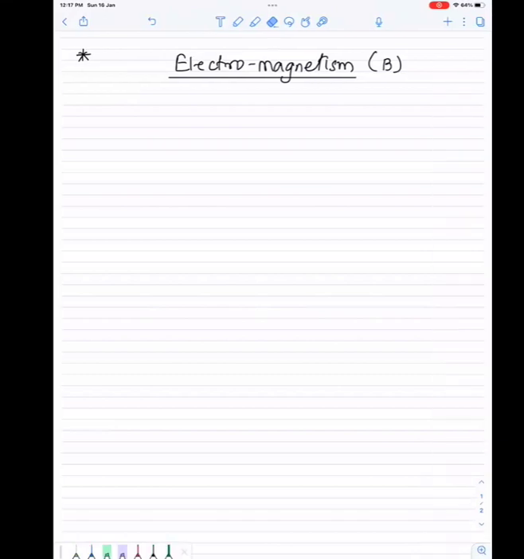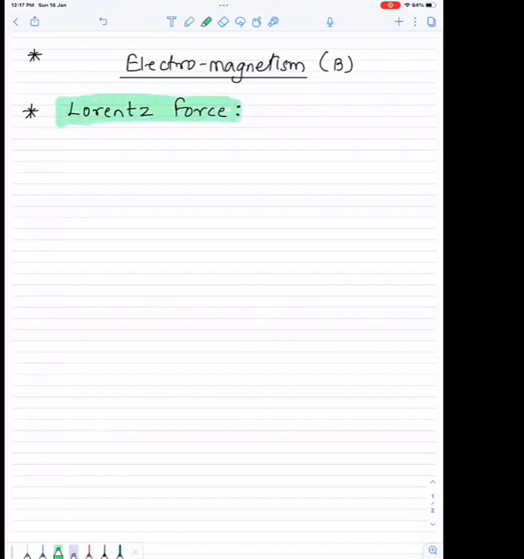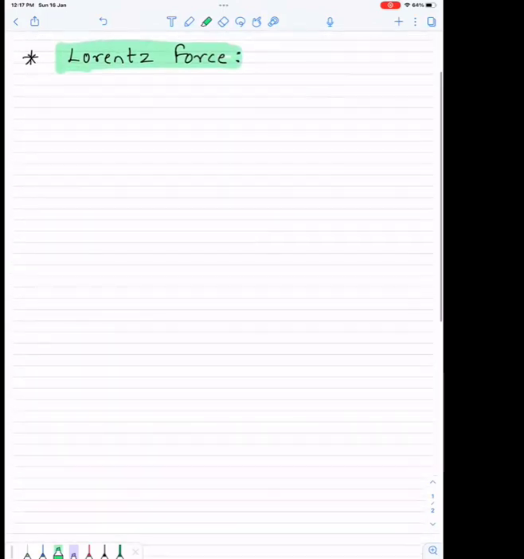Let's see. So first, this part starts with the Lorentz force. We're going to learn what we mean by Lorentz force. This force is called Lorentz force because he put forward this theory, so to honor him, they named it Lorentz force. Now, what is Lorentz force?